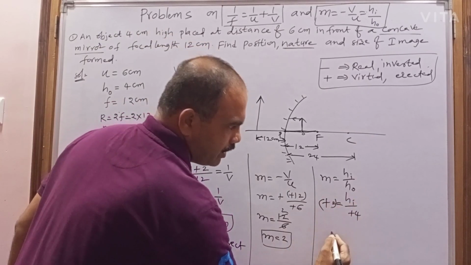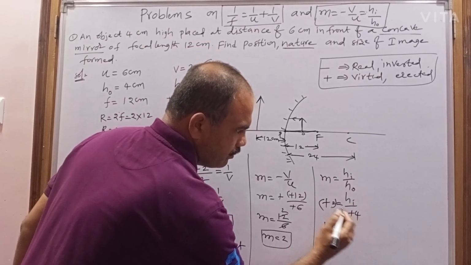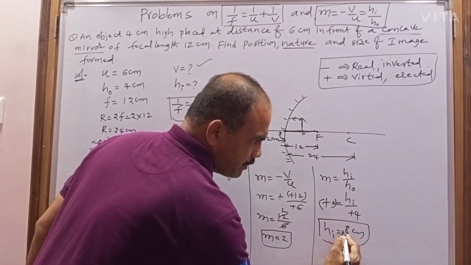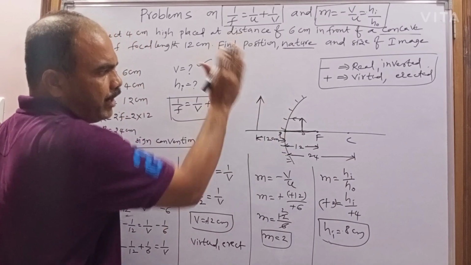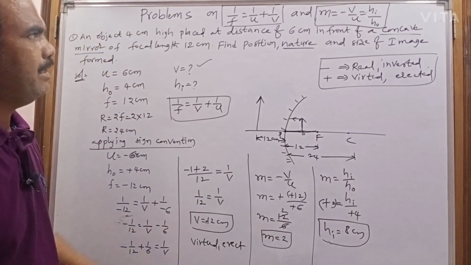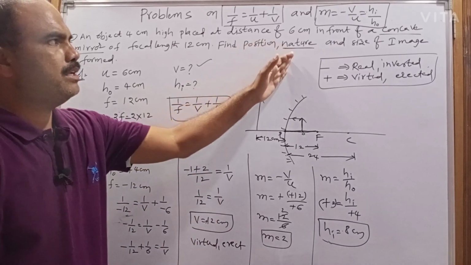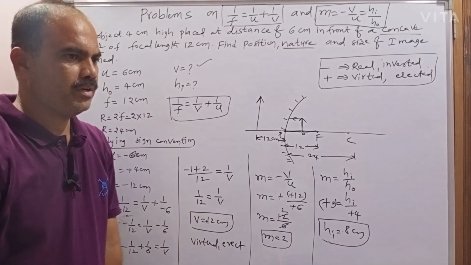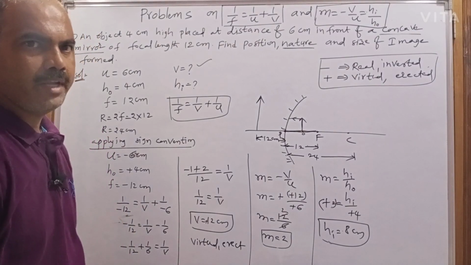So now when you do the cross product, height of the image is equal to 4 into 2. How much? 8 centimeter. So now again you are getting plus. Plus means the image is formed above the principal axis. So now you have found the position, nature, size, as well as the magnification needed. So next, moving to the next problem.